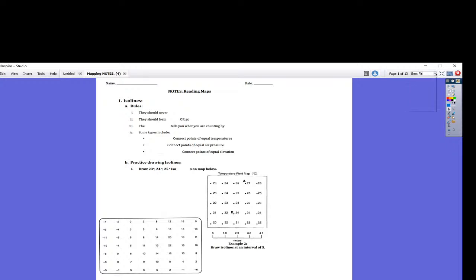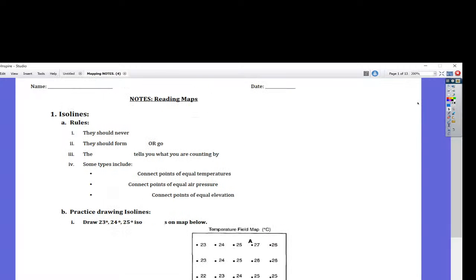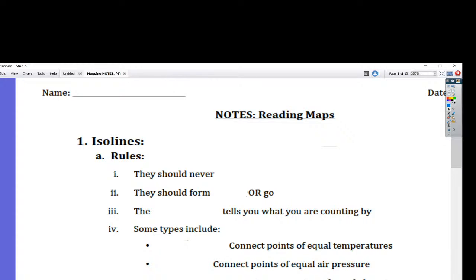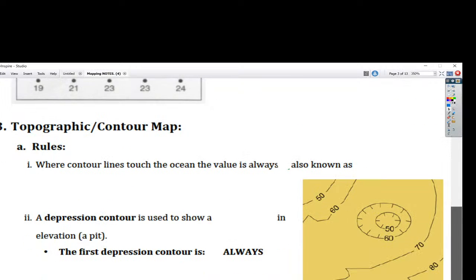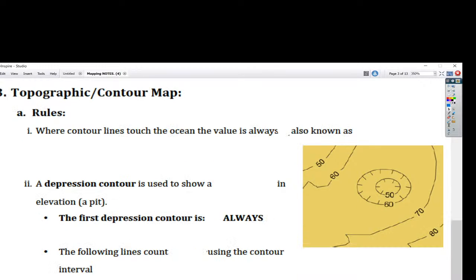So in your notes so far, we've been able to draw isolines and we've also been able to calculate gradient. Okay, here we go. So right now we've finished drawing our isolines and calculating gradient, so we're going to talk about how to read a contour map, okay? So the rules of reading contour maps is what we're going to go over today.